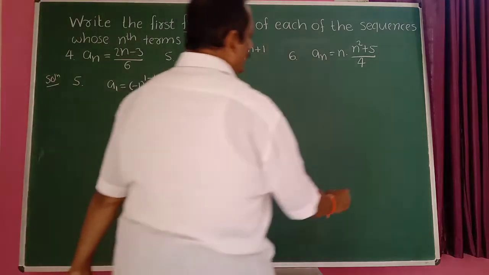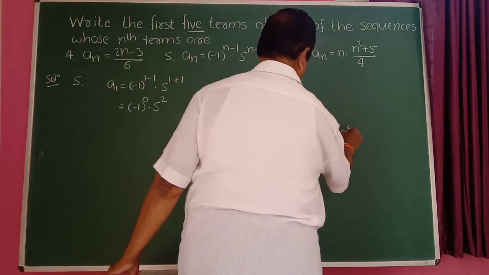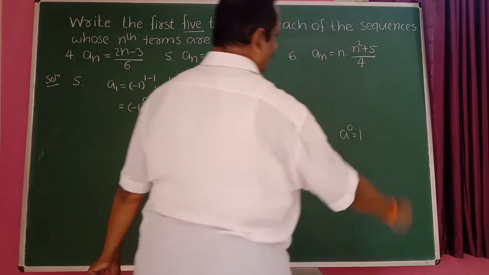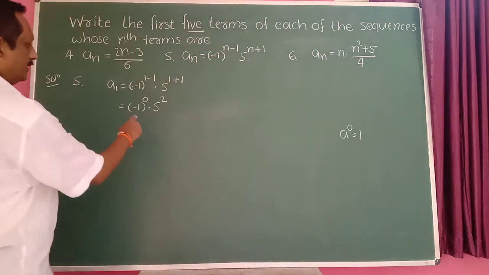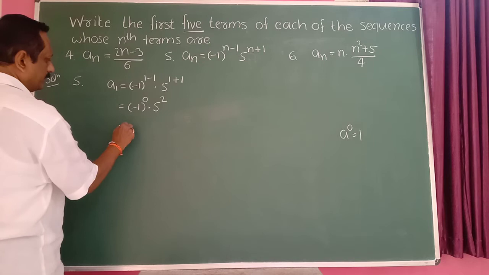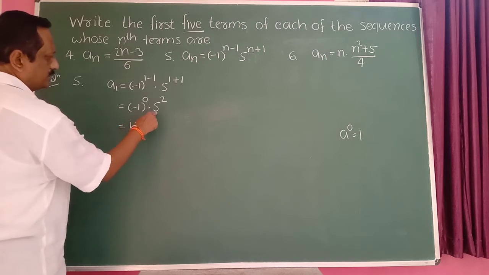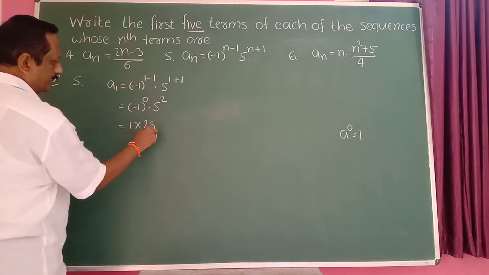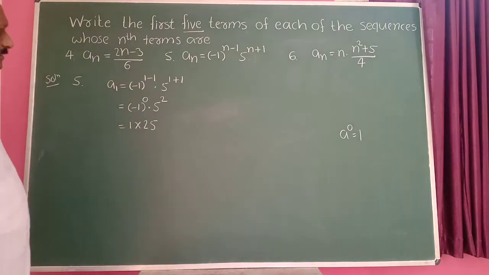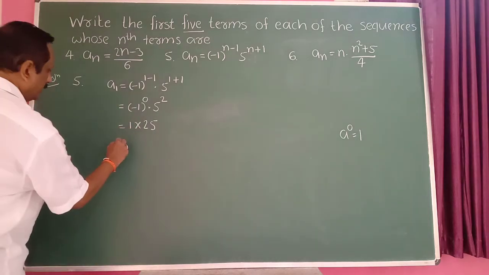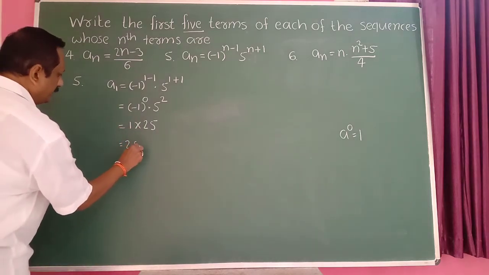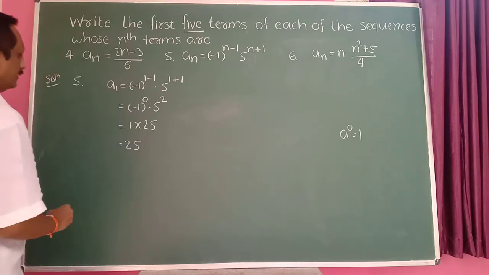You know, a raised to 0 is always 1 here. Therefore, minus 1 raised to 0 is 1. And 5 square is 25. 5 into 5 becomes 25. So 1 into 25 is 25.